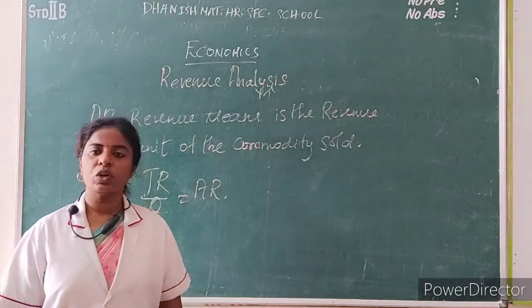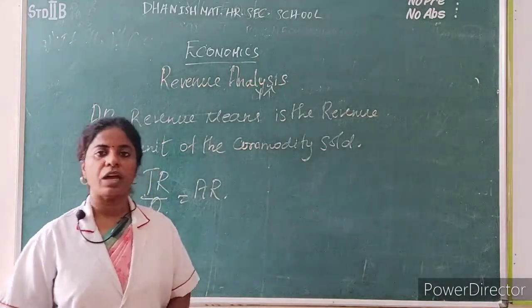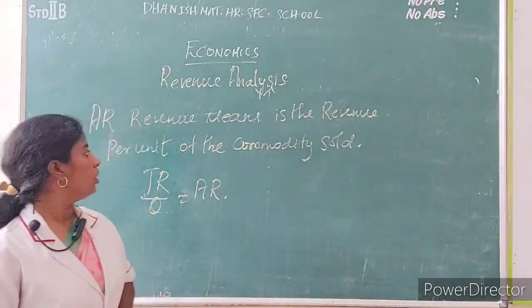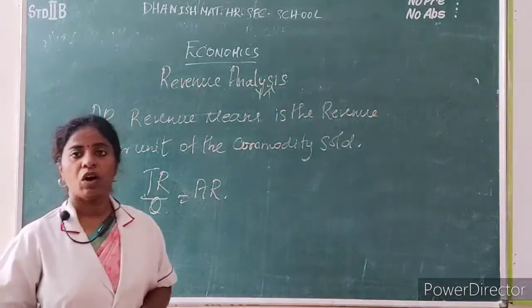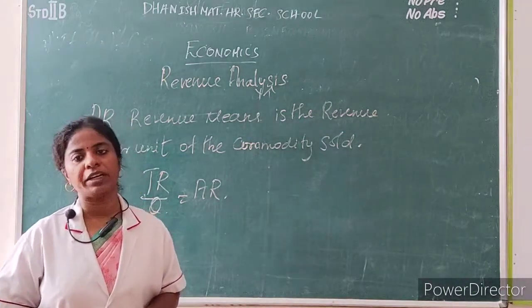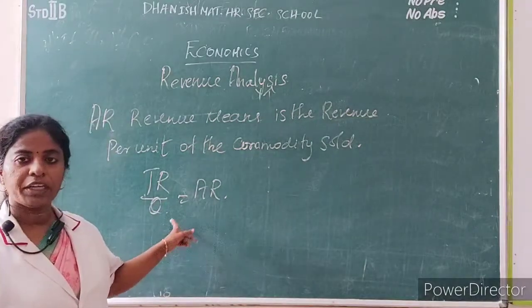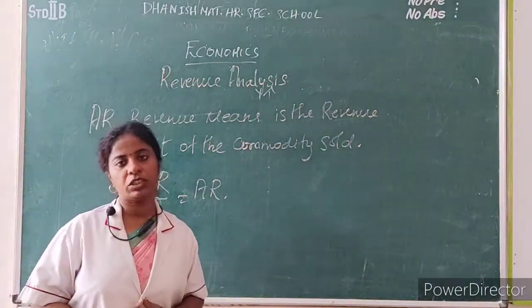So next we come to know about the average revenue. So what does average revenue mean? Average revenue means the revenue per unit of the commodity sold. How to find the average revenue? Total revenue is divided by quantity, and we will get the average revenue.